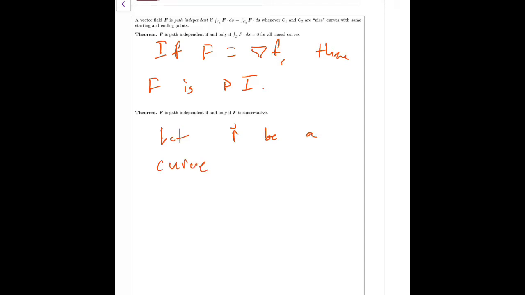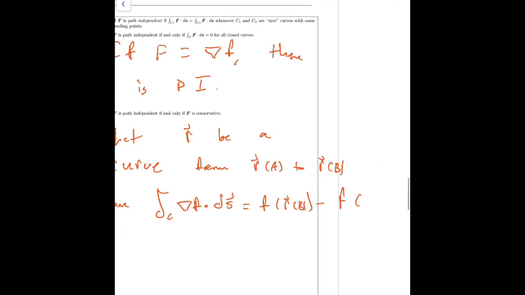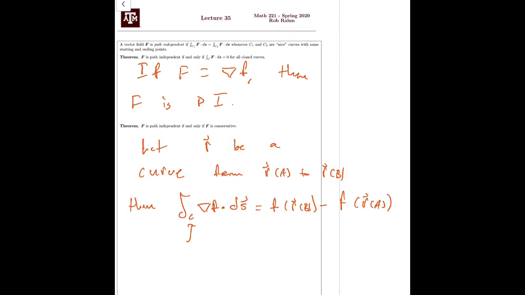let r be a parameterization of a curve from r(a) to r(b). I'm being a little not precise here. Then the line integral of the gradient of f over C is just equal to f of the endpoint minus f of the start point. So it doesn't matter what the curve is. It doesn't matter what that path is, just as long as it starts at r(a) and ends at r(b). Okay, that's the theorem that we saw before.